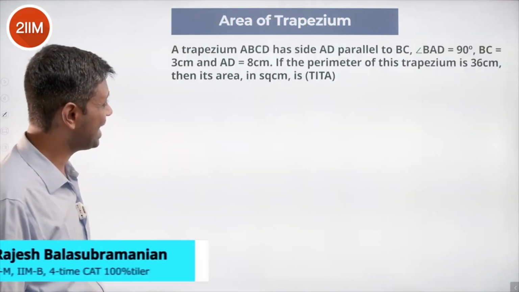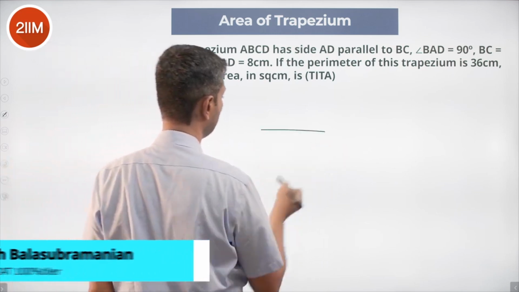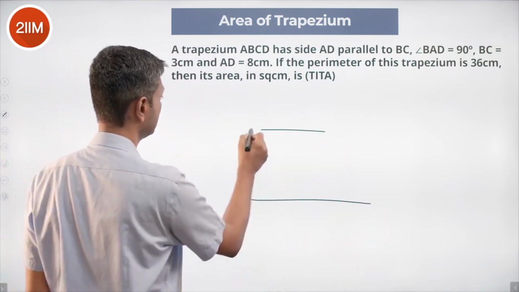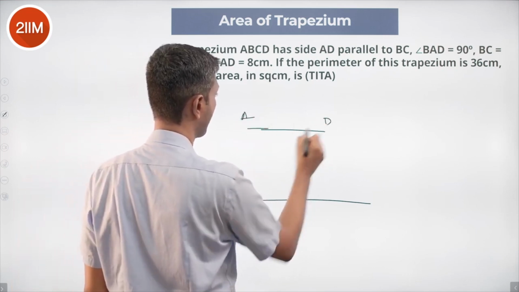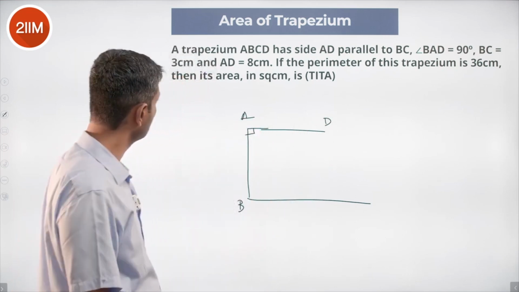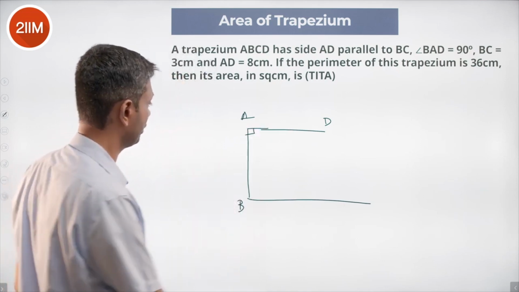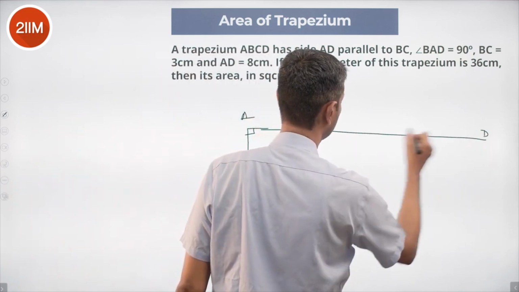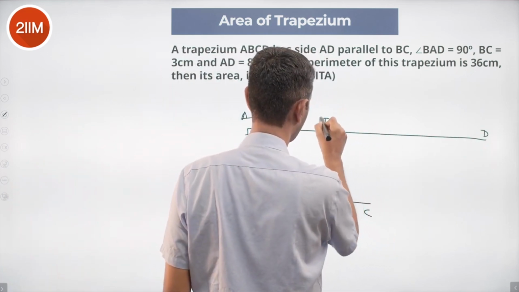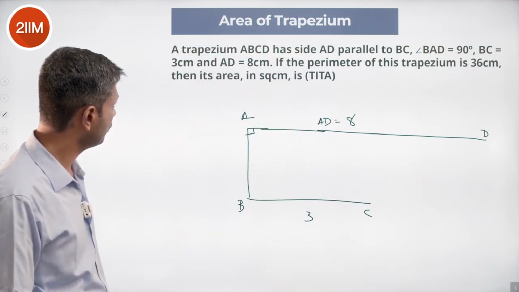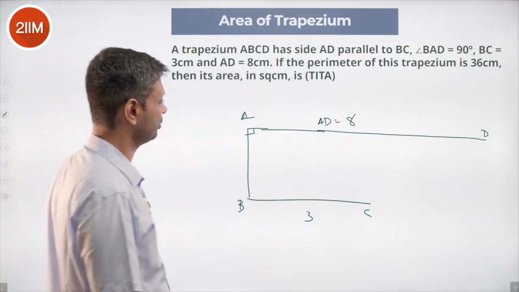Trapezium ABCD has AD parallel to BC. Angle PAD is 90. BC is 3 and AD is 8. The perimeter of the trapezium is 36. Nice.